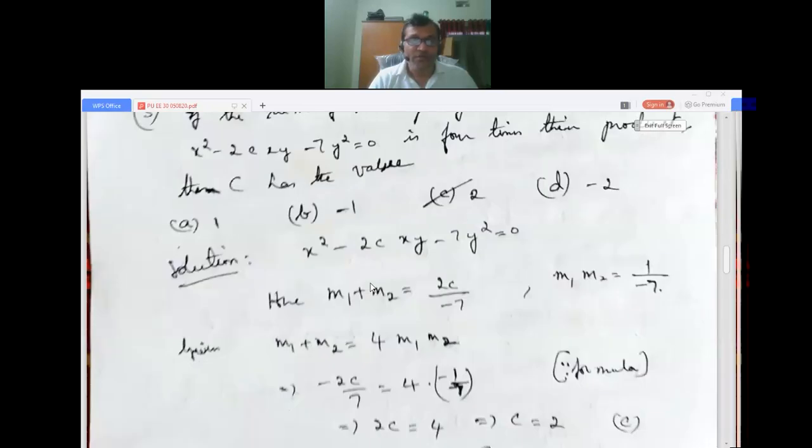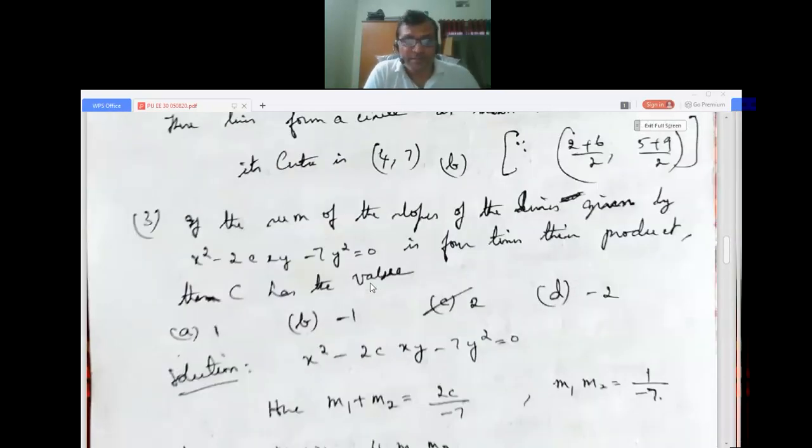Okay, here: if the sum of the slopes of the lines given by x squared minus 2cxy minus 7y squared equals 0, it is a pair of straight lines, ax squared plus 2hxy plus by squared equals 0. So it has got two straight lines. The sum of the slopes of the lines given by x squared minus 2cxy minus 7y squared equals 0 is 4 times their product.